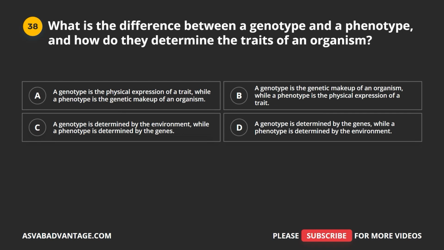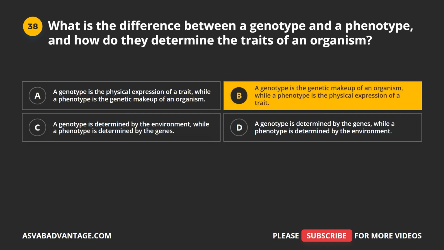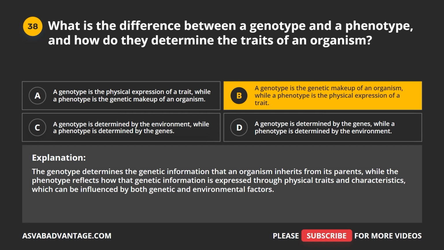The correct answer is B. A genotype is the genetic makeup of an organism, while a phenotype is the physical expression of a trait. The genotype determines the genetic information that an organism inherits from its parents, while the phenotype reflects how the genetic information is expressed through physical traits and characteristics, which can be influenced by both genetic and environmental factors.